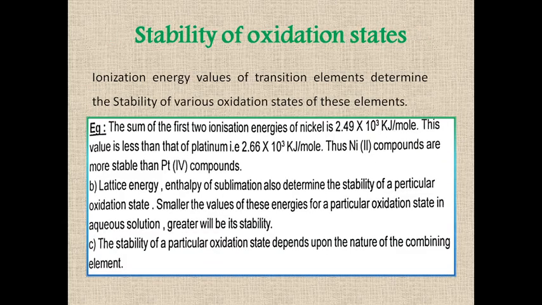Stability of oxidation states. The ionization values of transition elements determine the stability of various oxidation states of these elements. So lattice energy and enthalpy of sublimation determine the stability of a particular oxidation state. The stability of a particular oxidation state depends upon the nature of the combining element.